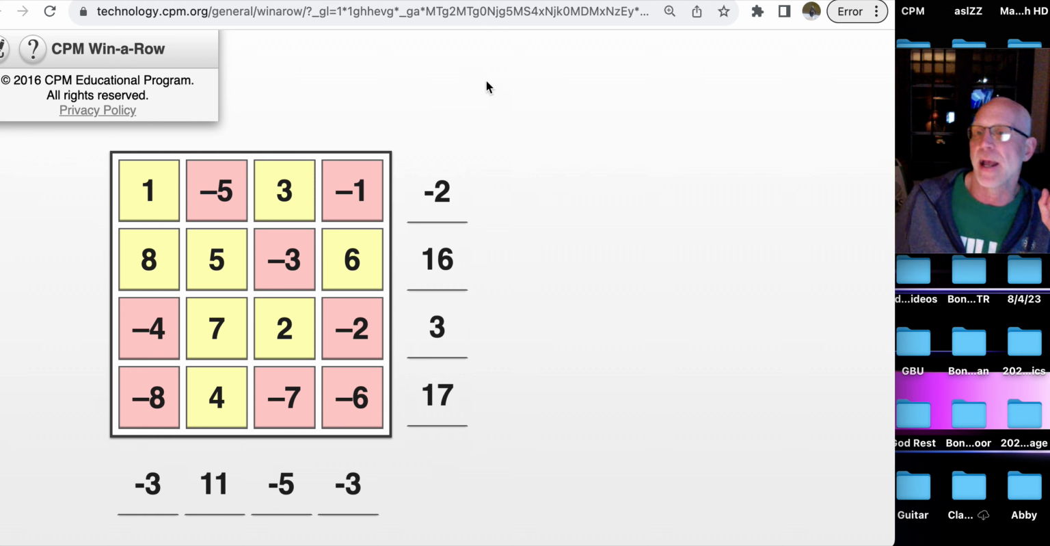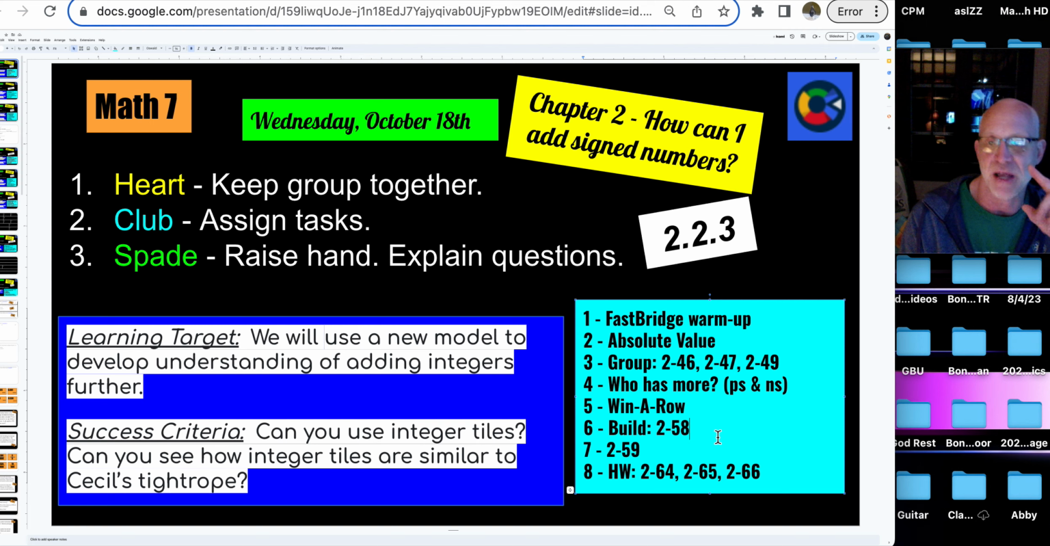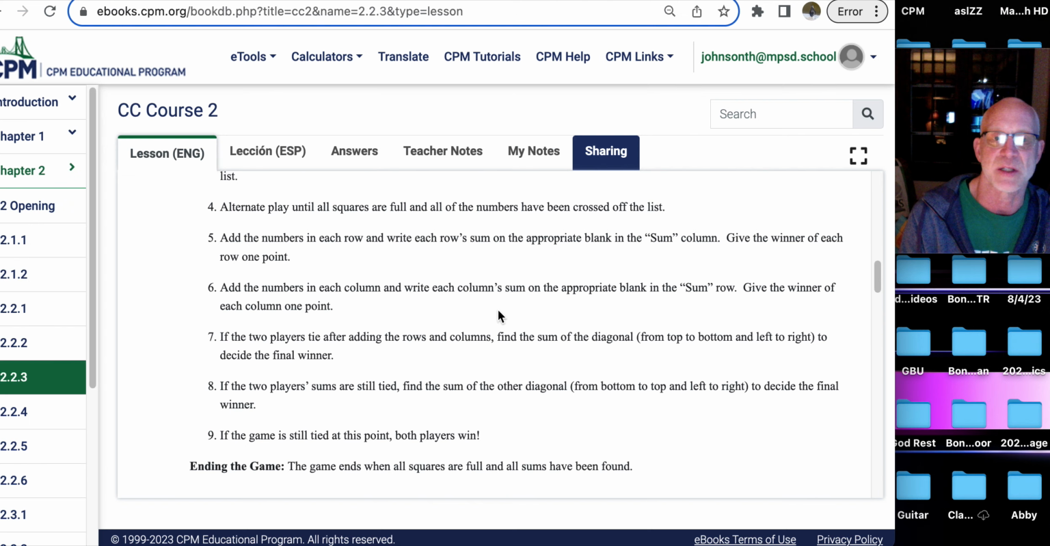So we're going to get your Chromebooks, and you're going to match up with somebody, and we're going to play Win a Row. Okay? After that, we're going to go to 258, and we're going to build some of these expressions.